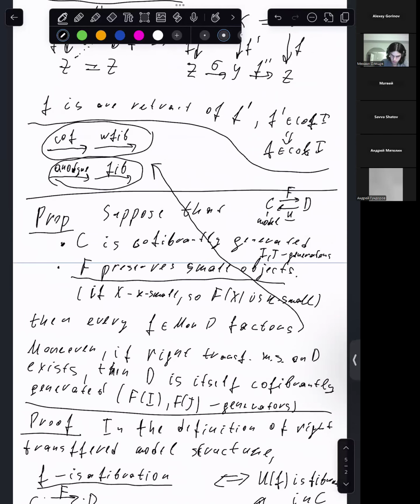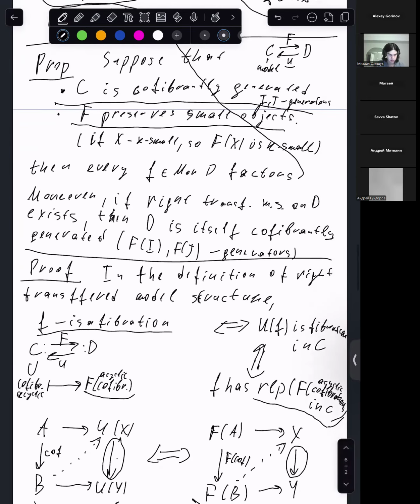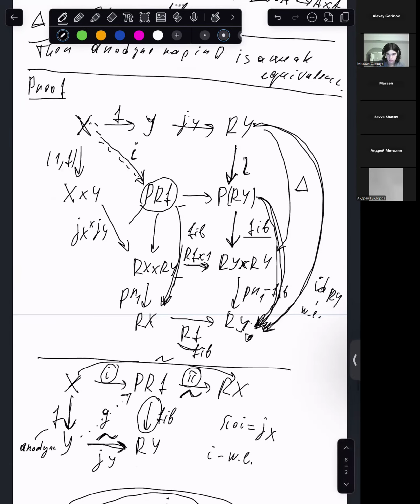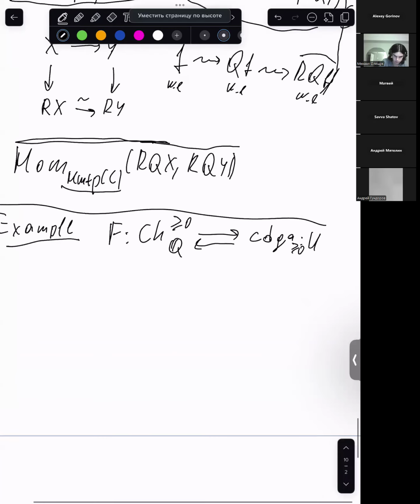Firstly, we should check that the category of chain complexes is cofibrantly generated. Well, let's assume it is. But let's write the generating classes, let's write the classes I and J.